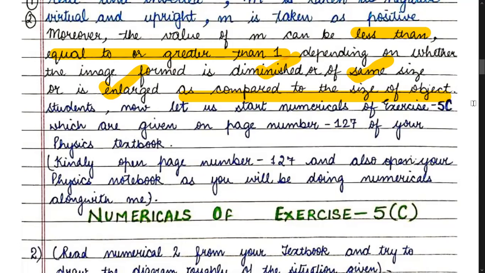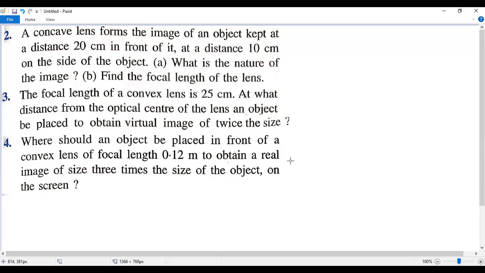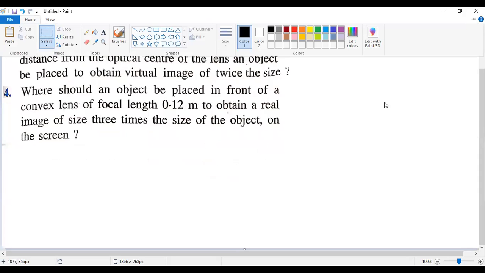So let us start numericals of exercise 5C, which are given on page number 127 of your physics textbook. Kindly open page number 127 and also open your physics notebook, as you will be doing the numericals along with me. Now let us read numerical number 2, students, first of all. So according to numerical number 2, what do we have?